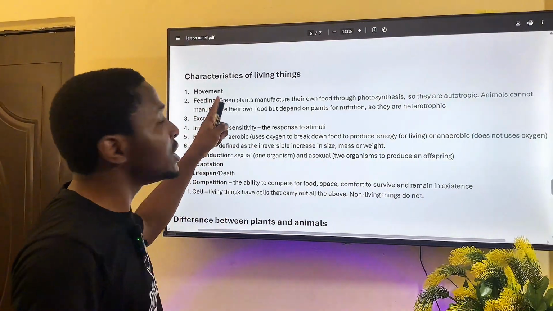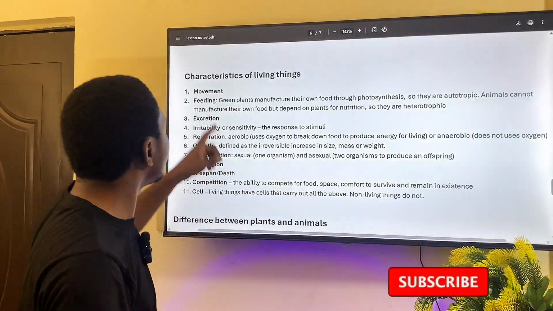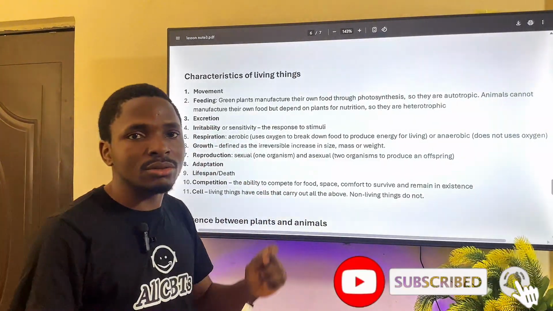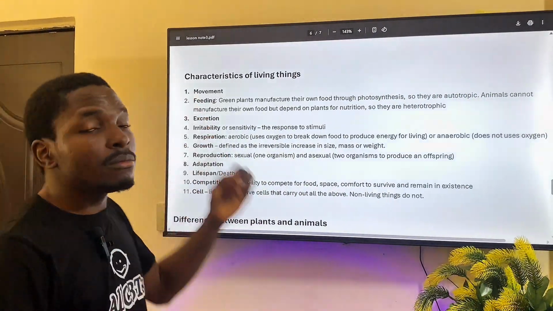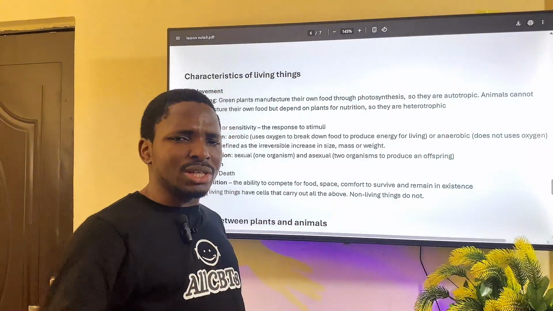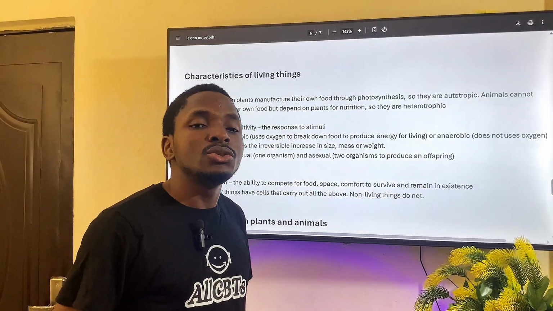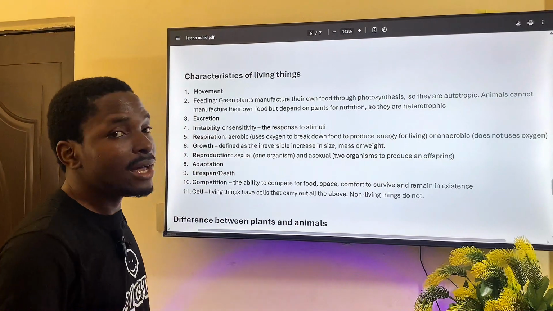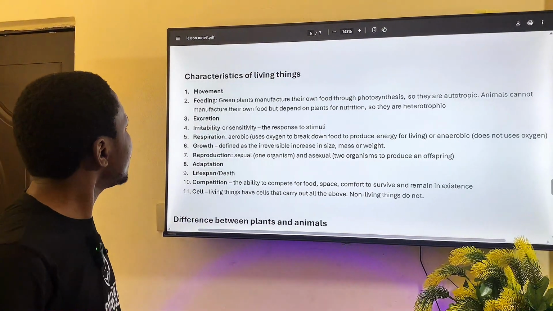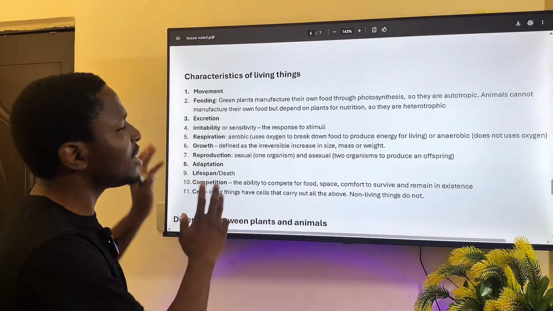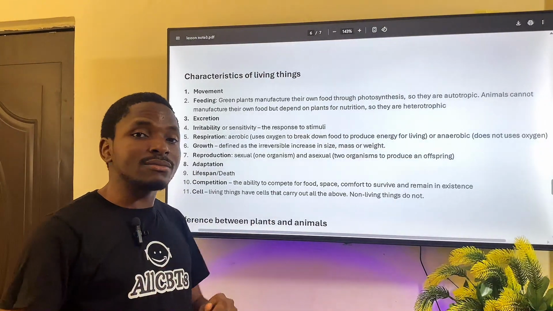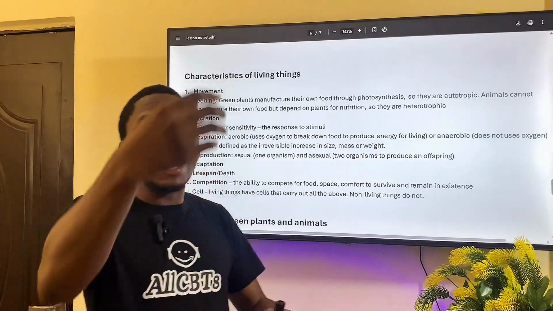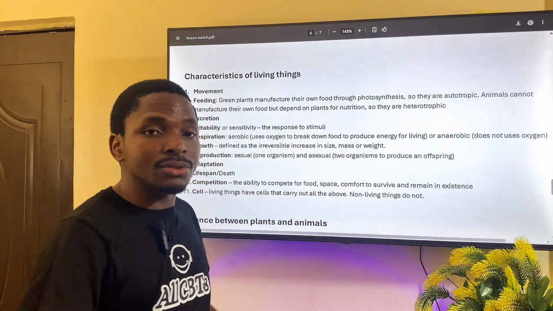Another word for this feeding is nutrition. In some textbooks, it will be written as nutrition. So all living things must receive nutrients to have energy, to survive and function in their environment. The third characteristic of living things I have outlined today is excretion. If living things take in, they must take out.